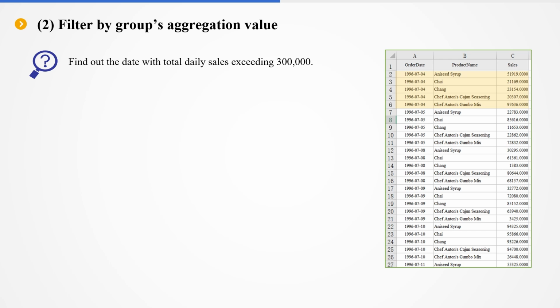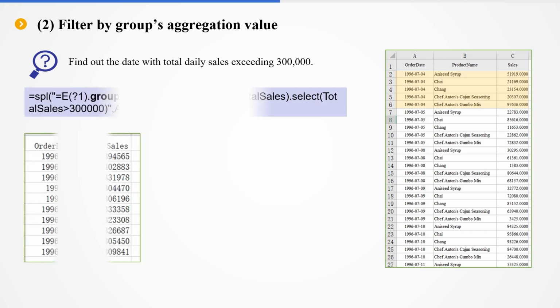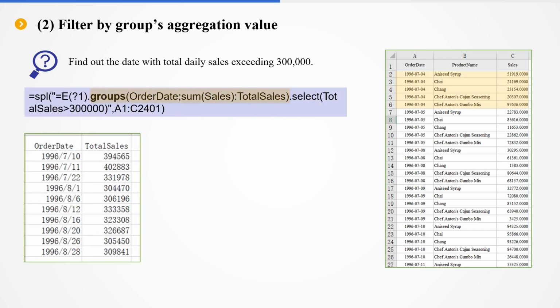The filter condition here is the total daily sales, which does not exist in the original data and needs to be calculated before filtering. Write the formula. Use the groups function to group and aggregate the sales by date to get the total sales of every day, and list the aggregate values in the column total sales. Then use the select function to find the data with the total sales exceeding 300,000. The groups function is a grouping and aggregating function which supports aggregation operations such as sum, count, max, max_p, and average.